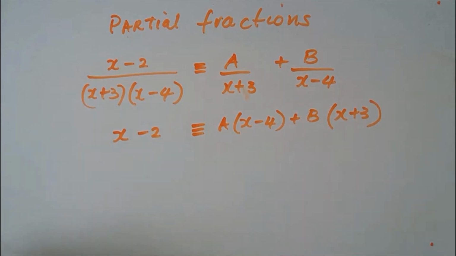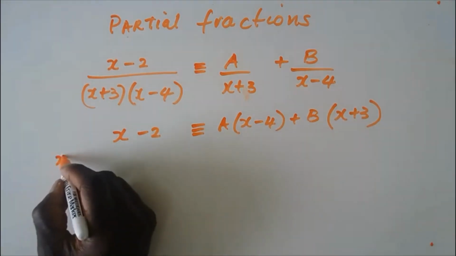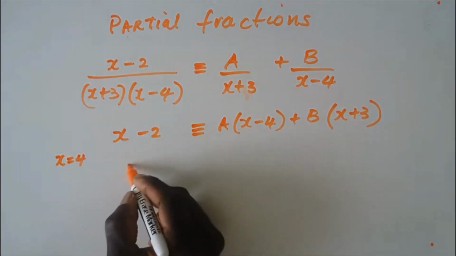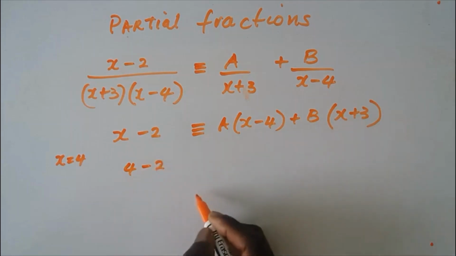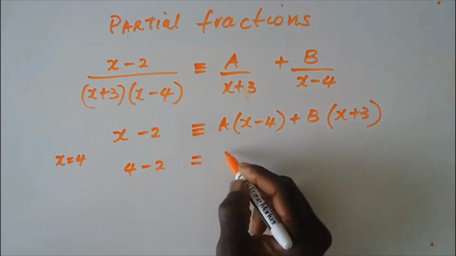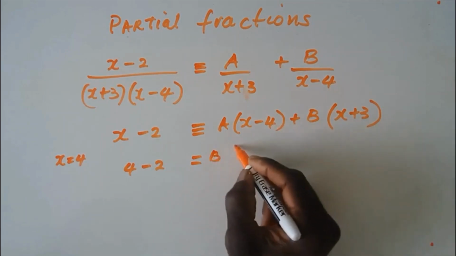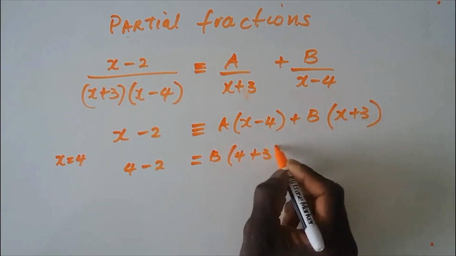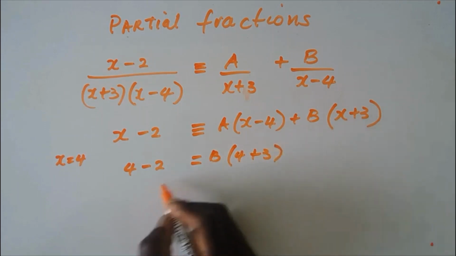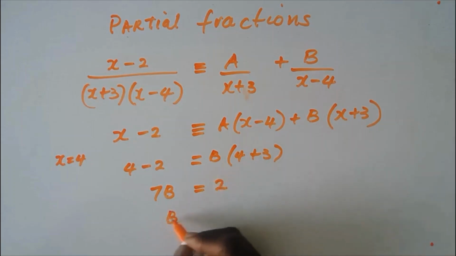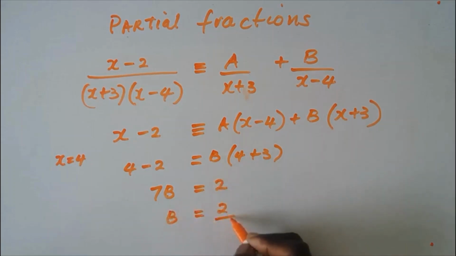Now to solve this, we just substitute values for x to eliminate one of the constants. So we'll start with x equal to 4. That will give 4 take away 4. That's equal to, this is 0. So we have b into 4 and 3. So we have 7b is equal to 2. So b is equal to 2 over 7.